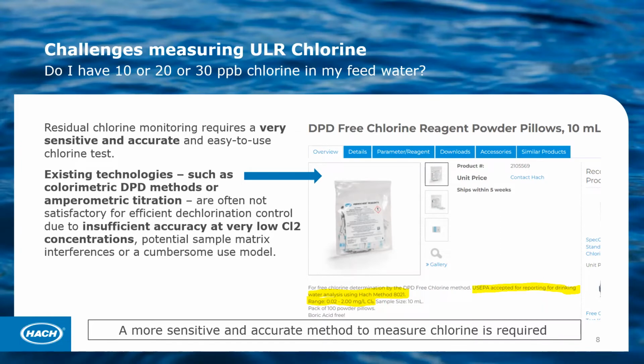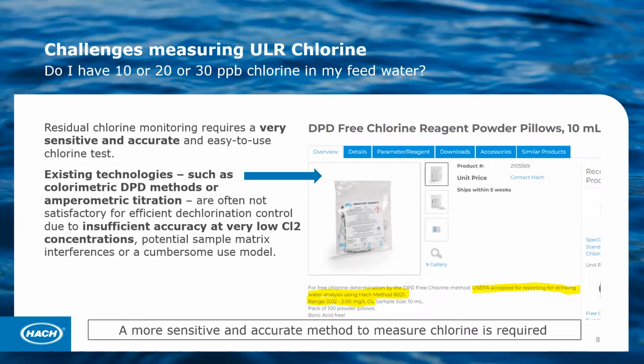So in the case of existing DPD colorimetric methods or very difficult amperometric titration methods, so using automated titrators or titrators in general, those can be inherently difficult to operate.